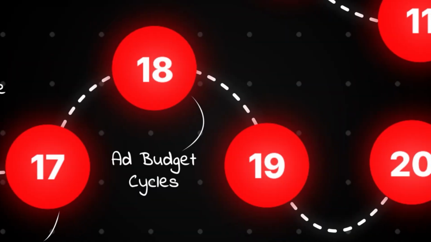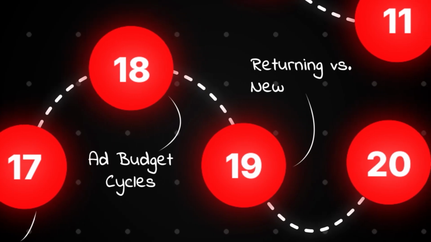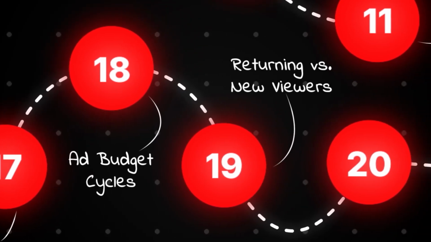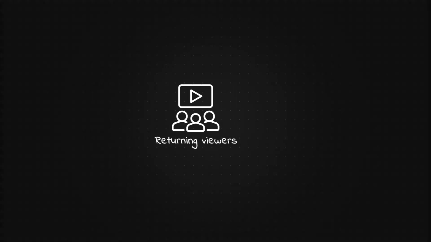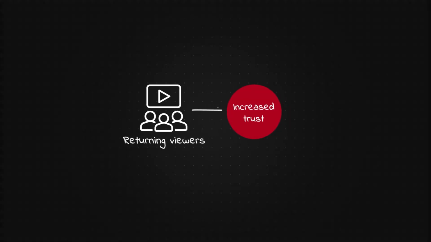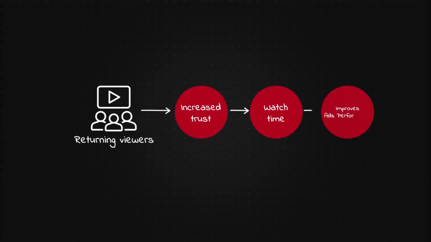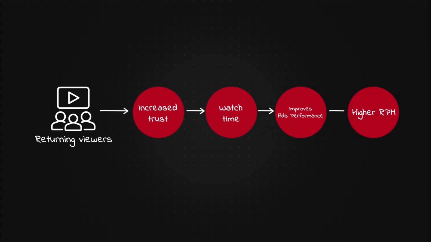Now, number 19 is simple to understand. When viewers come back to your channel regularly, your RPMs rise. It's because returning viewers trust you more and engage more, which makes them more valuable to advertisers. New viewers might bounce, but returning viewers, they stick around, click ads and then convert. That increased trust and watch time improves your video's ad performance, and RPM follows quickly after.